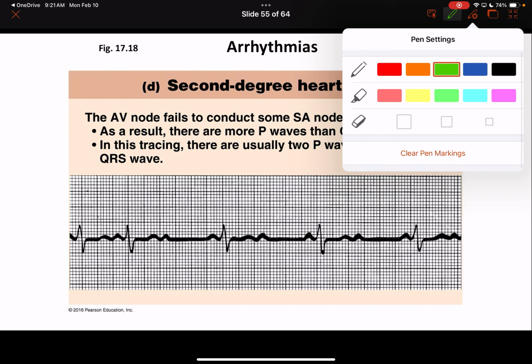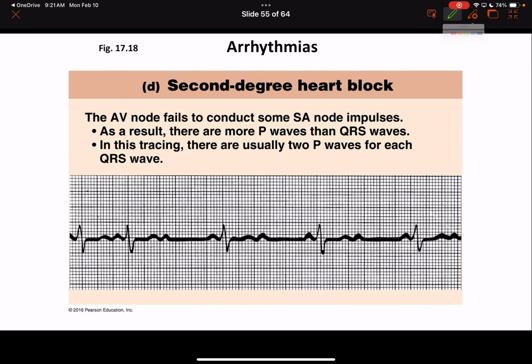So again, it's like the SA node is trying to send a signal, but it's not getting out. So then it tries again, and then yes, it catches, and then we have a regular ECG. It tries again, no signal, there's some kind of blockage, okay? But then it tries again, and it happens, okay?